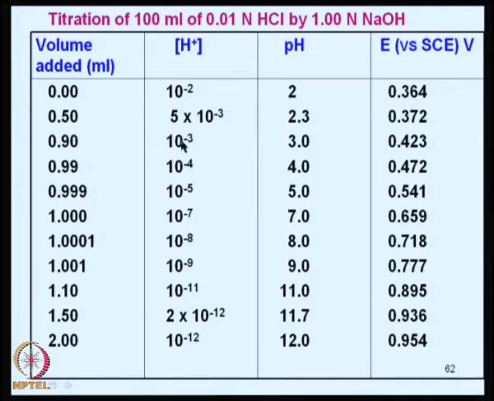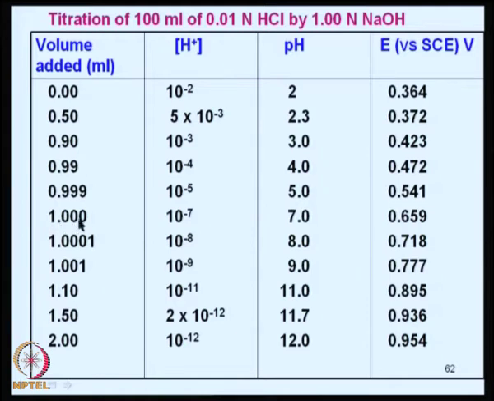Suppose you add 0.5 ml, then 50% of this would have reacted and the concentration would have come down by half. So, 5 into 10 raised to minus 3, the pH would change to 2.3 and 0.372. Similarly, at 0.9 you get pH 3 and 0.423, and then at 0.99, pH would be 4 and 0.472. You can work out these numbers yourself and satisfy yourself that the pH changes and EMF changes are accurate.